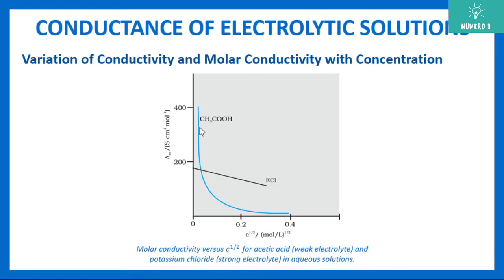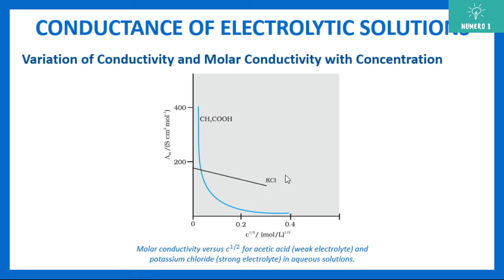Now here is a graph representing KCl and CH3COOH, which is acetic acid. This is lambda m versus C raised to half. Please note this is not just C, this is C raised to half. What we notice is for the case of CH3COOH, acetic acid, when you decrease the concentration, the molar conductivity value increases rapidly, especially at infinite dilution. In the same way, KCl is also increasing, but it is increasing steadily.